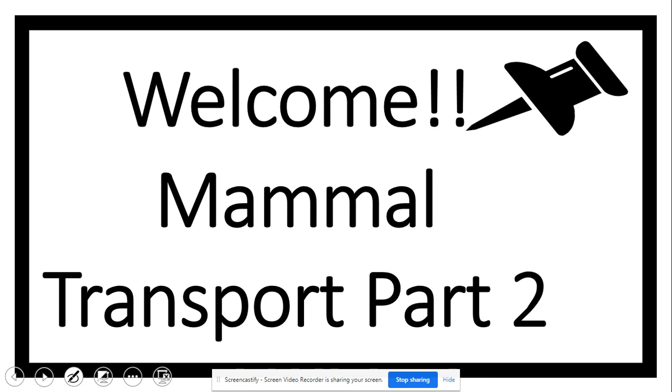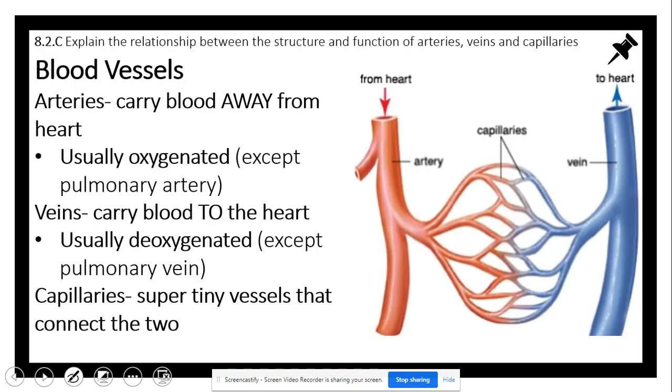Okay, so we're going to do Mammal Transport Part 2 today. So it's about arteries and veins and their structure. And then it gets a little bit into hemoglobin and how hemoglobin actually carries oxygen. So let's do it. Okay, so we've already talked about arteries and veins.